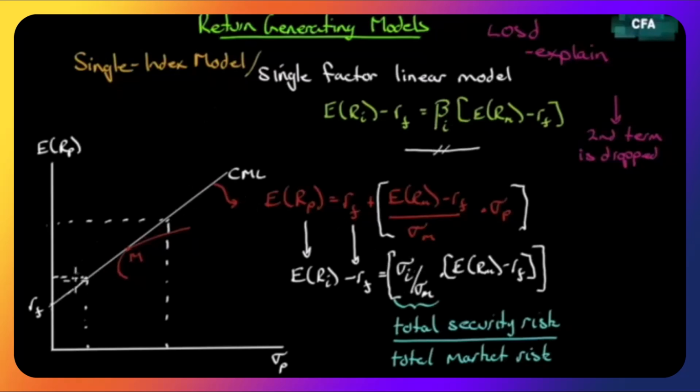What is this ratio telling us? In words, the numerator is the total security risk. That's the standard deviation. That's the total security risk. The denominator is the total market risk. So we have a ratio of total security risk to total market risk. Let's decompose that, especially the numerator, into the systematic and non-systematic risk and see if we can't isolate what we're looking for.